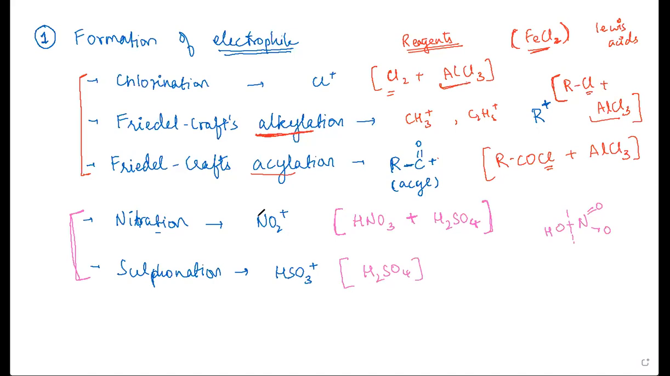And wherever you have an acid as your source, like in the case of nitration and sulfonation, if you want NO2 plus and HSO3 plus, you take another acid to generate the electrophile. So for nitration, you take nitric acid and sulfuric acid. And for sulfonation, you just take really concentrated sulfuric acid. Okay, clear? Yes, ma'am. Yes, ma'am, it's clear.